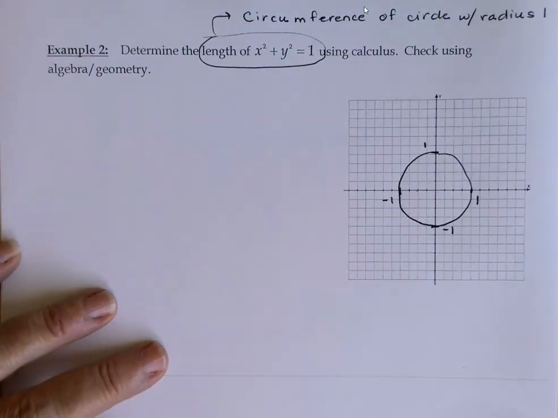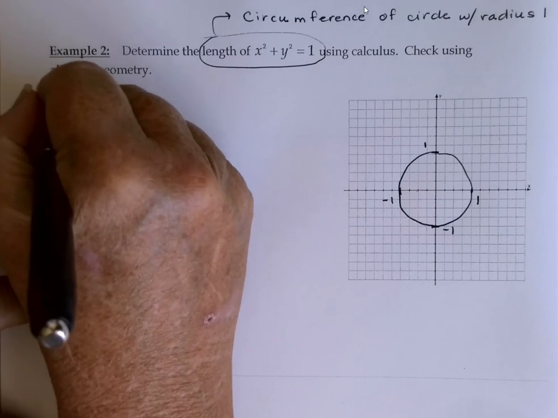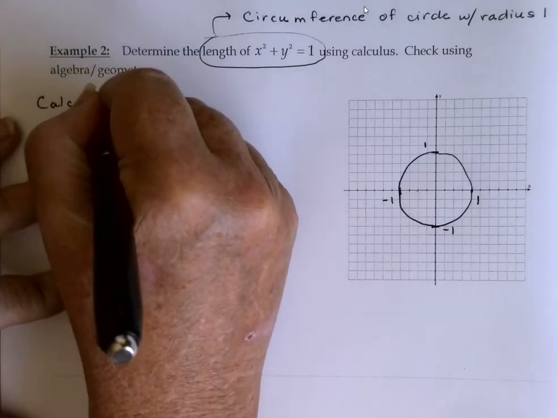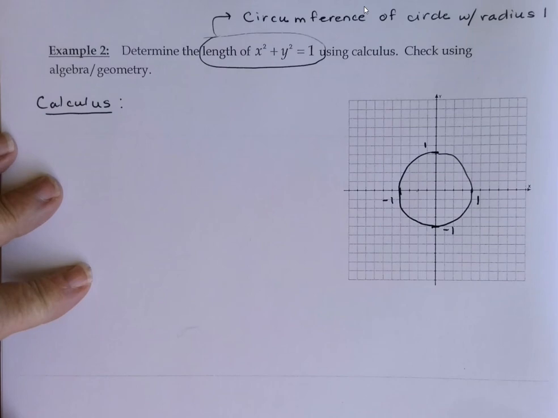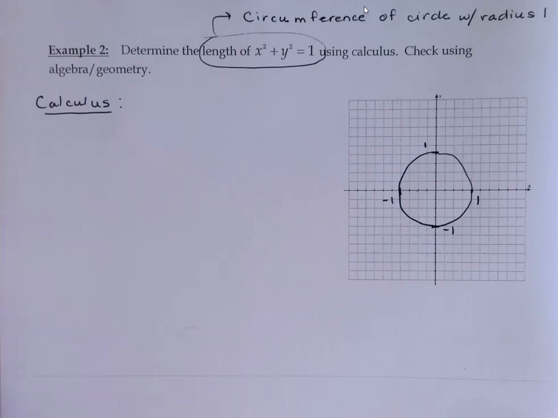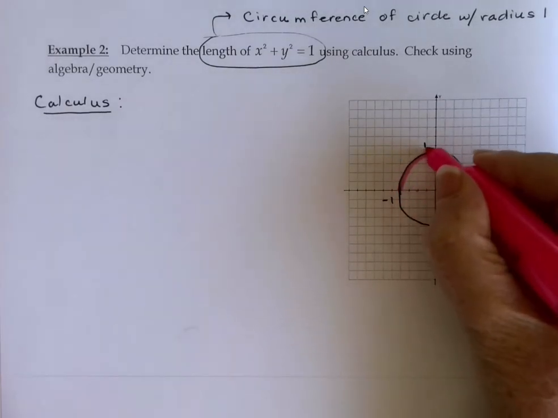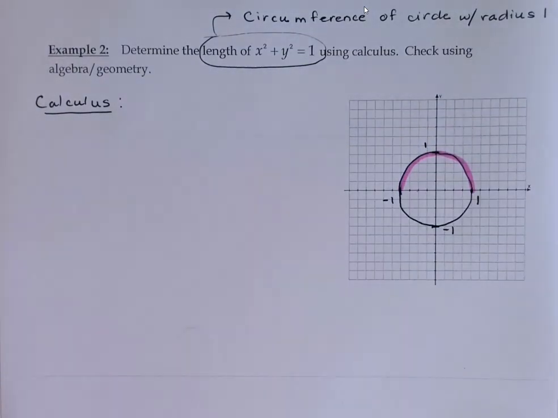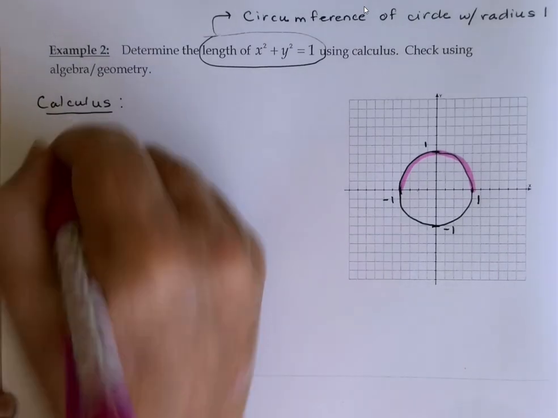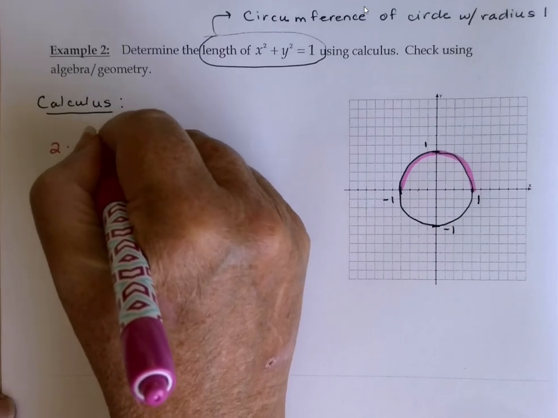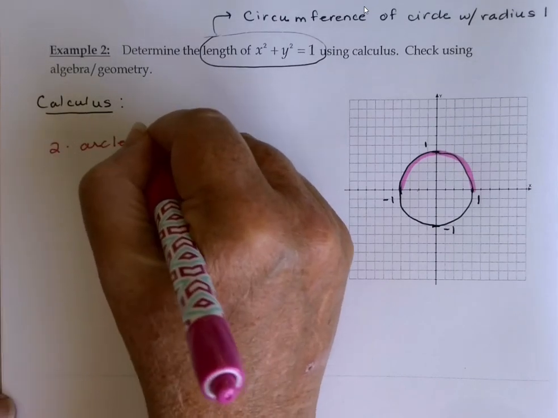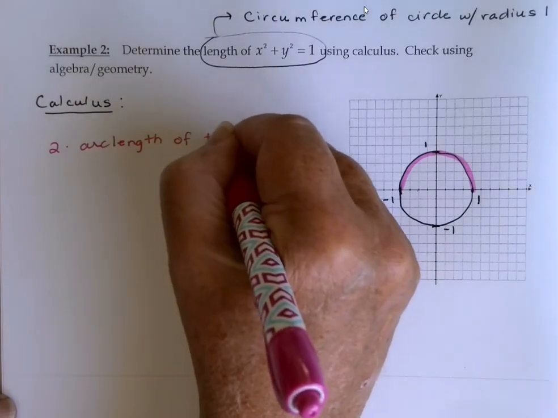Okay. We'll do it using our arc length formula first, and then we'll just use the geometry formula for circumference to check. Okay. So, using the calculus method. Let's see here. What I'm going to do is I'm going to say, because of the symmetry, if I just found the arc length of the top half and doubled it, that would be sufficient, right? So I'm going to take 2 times the arc length of the top half.